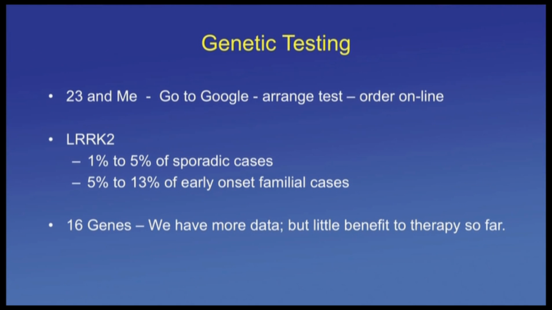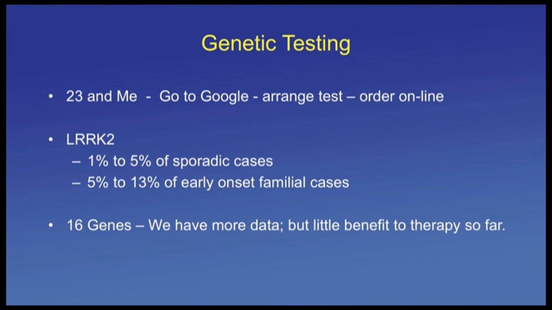Another interesting gene is LRRK2. We know more about that. It's considered to be about 1 to 5% of the sporadic cases of Parkinson's and 5 to 13% of the early onset familial cases. We now have 16 genes to help us in understanding Parkinson's disease.